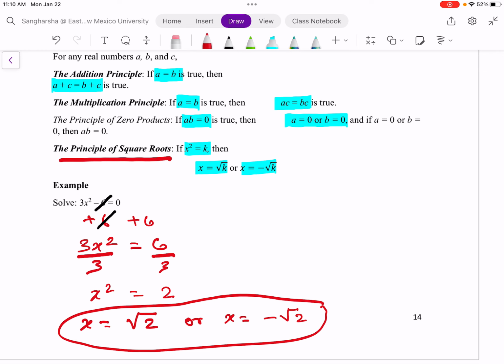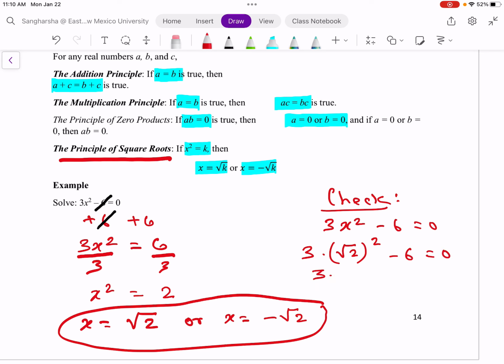Now how do we know this is correct? How do we check whether x equals square root of 2 is a solution for this equation? We can plug in the answer. Let's go back to our equation and check this one. So our equation is 3x squared minus 6 equals 0. Now you substitute your x for every x in this equation. So we have 3 times square root of 2 squared minus 6 equals 0.